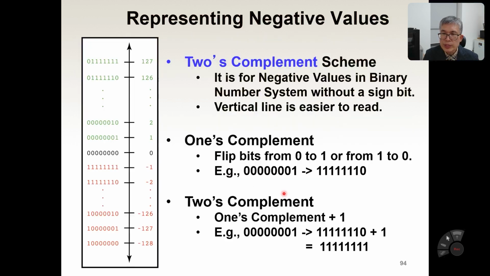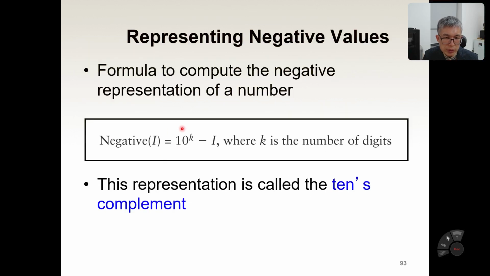So based on this idea, we can represent negative numbers in computer binary. It is called the two's complement scheme. It is for negative values in the binary number system without a sign bit. So this figure, right? You are familiar with it. So 0 1 2, right? We can consider 8 bits. So in the 8-bit case, negative cases like minus 1 or minus 2 follow the complement. So you can see this one, right?